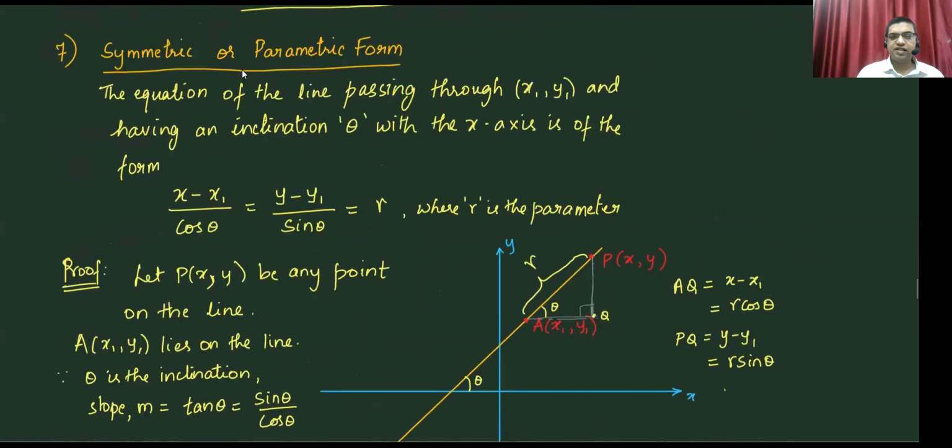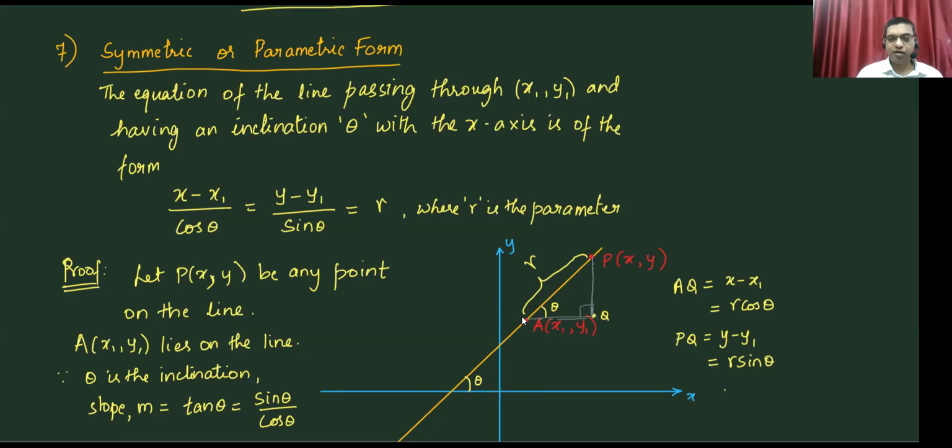Then we discussed the symmetric or parametric form of the straight line, in which the equation of the line passing through x1 comma y1 and having an inclination theta with the x-axis is of the form (x minus x1) by cos theta equal to (y minus y1) by sin theta equal to r, where r is the parameter. What is that parameter? r represents the distance of the variable point x comma y on the line from the fixed point x1 comma y1.